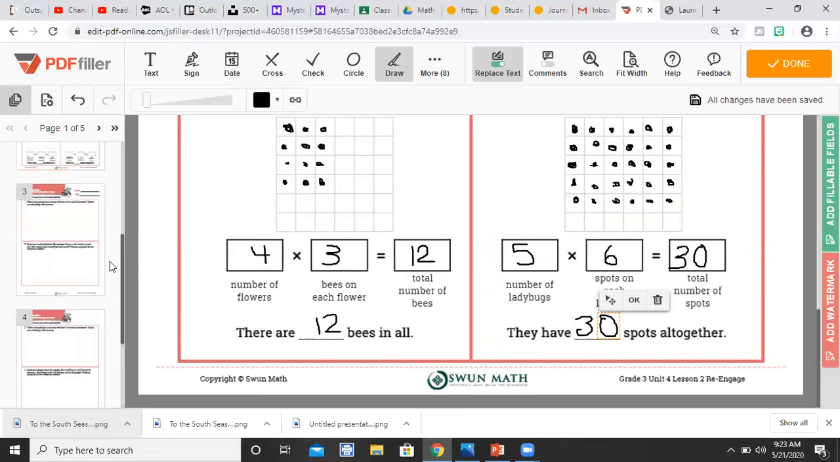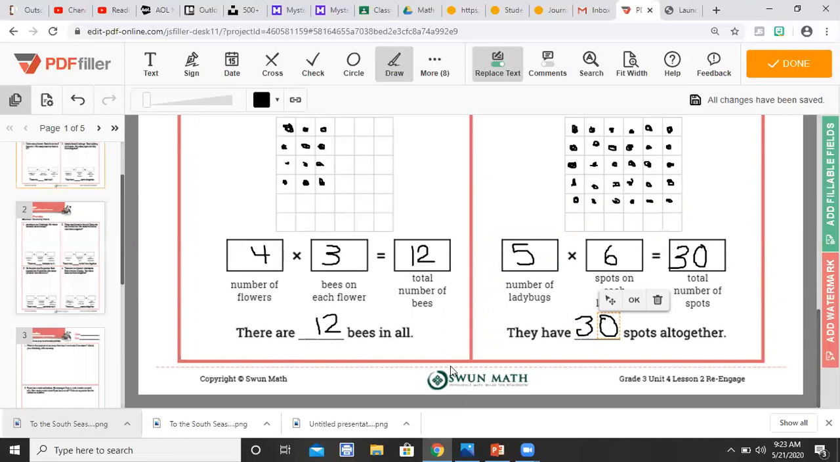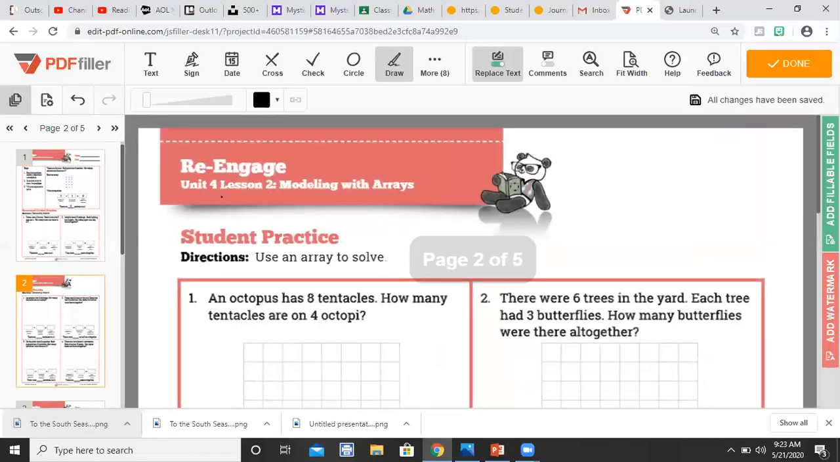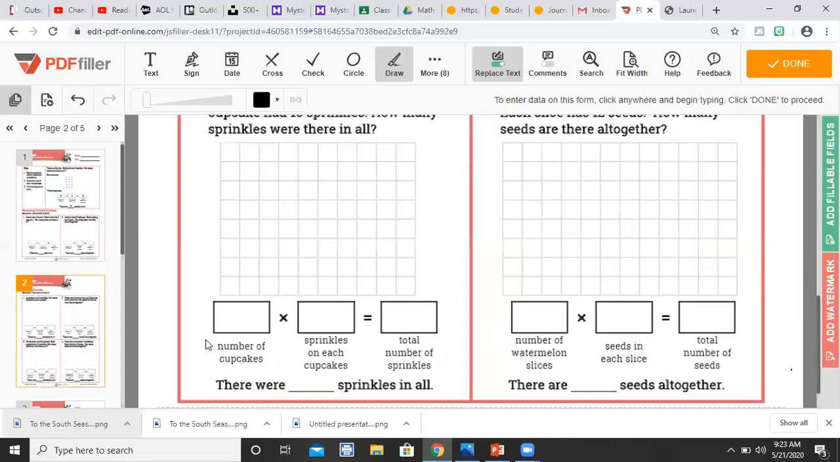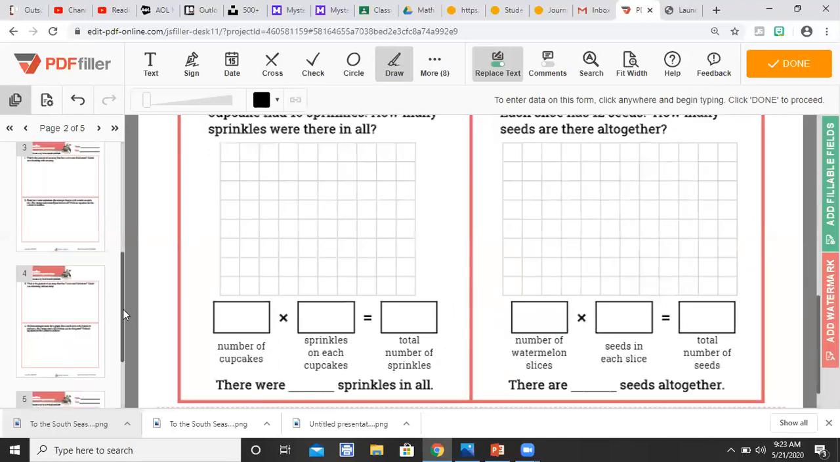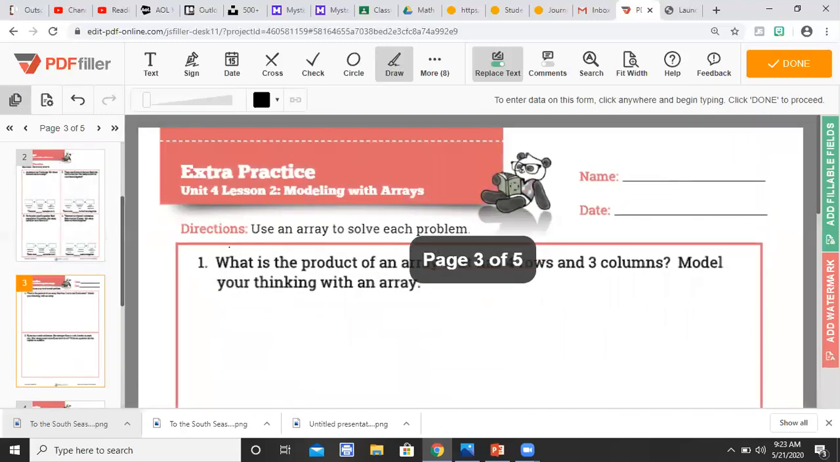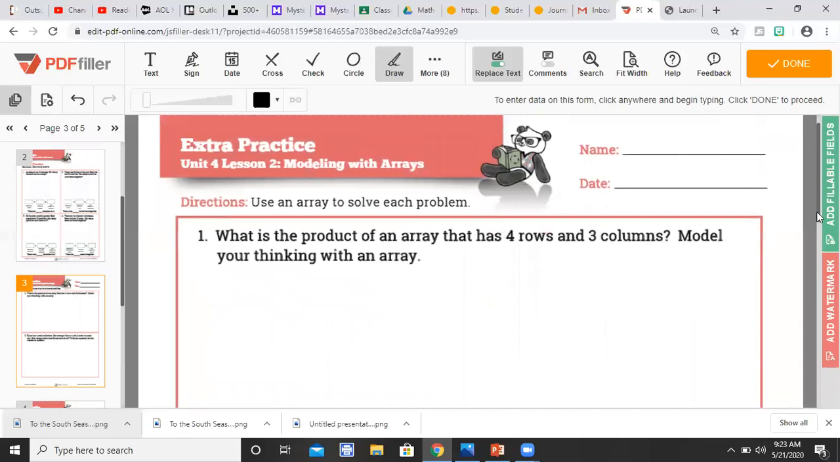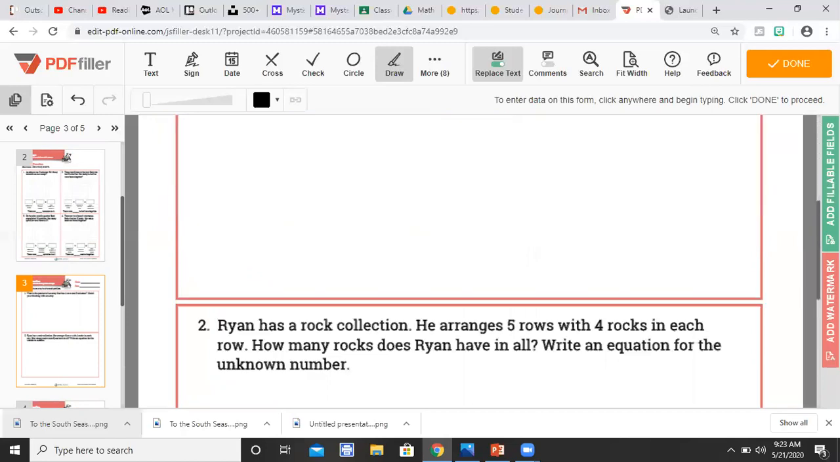Okay, so your assignment, boys and girls, is going to be to complete the rest of the pages. So you have a student practice with 4 problems. And then you also have some extra practice problems where you're also practicing arrays and modeling multiplication with arrays.